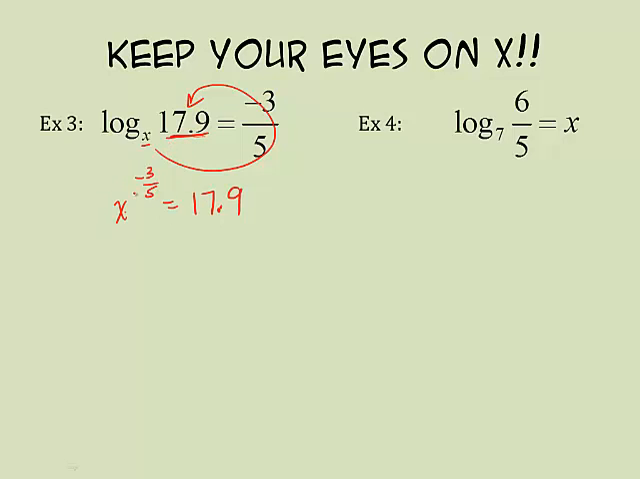So now that I have an exponent form, I need to raise it to a reciprocal power. So negative 5/3 power. Do that on both sides of my equation. Over here, this becomes a positive 1. And on this side, I'm going to put it in my calculator. 17.9 to the negative 5/3 power, and I get 0.01.